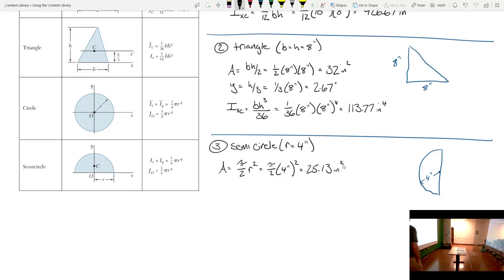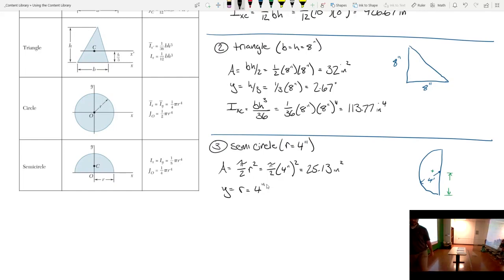Now what about y? How far is it from the bottom to the middle of this? Well, let's be clear. The centroid of this region is probably, let me move my 4 inches down a little bit. The centroid's about like that. But how far is it from here to here? What's that? Is it 5? 4. Yeah, it's just the radius. Okay.